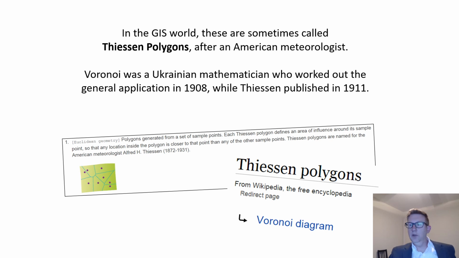In the GIS world, these have alternative names. Another way to refer to these is Thiessen polygons, named after an American meteorologist. Outside of geography, Voronoi is a much more common term. If you look at these things from a mathematical point of view, Voronoi described these things in 1908, while Thiessen published in 1911. It's not that Thiessen is an intellectual thief or anything. He probably just generated the same idea at around the same time, which happens not so uncommonly in science and math.